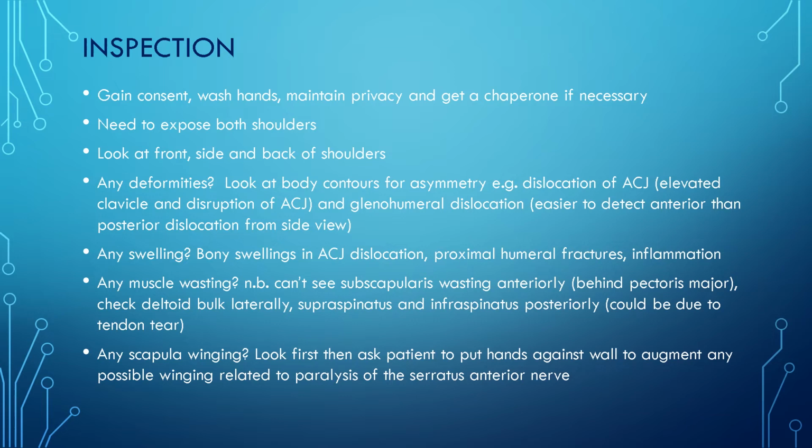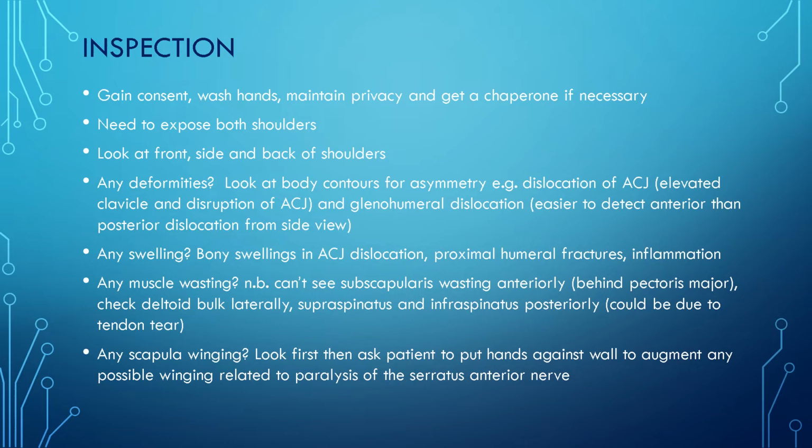Remember, you can't see subscapularis wasting anteriorly because it sits behind the pectoralis major. You can see the deltoid bulk, usually quite clearly, and see whether there's any loss comparing both sides. And posteriorly, obviously you can look at the supraspinatus and infraspinatus muscles, and they can be wasting due to a tendon tear. And so again, you're going to compare left to right, to see if there's any muscle wasting.